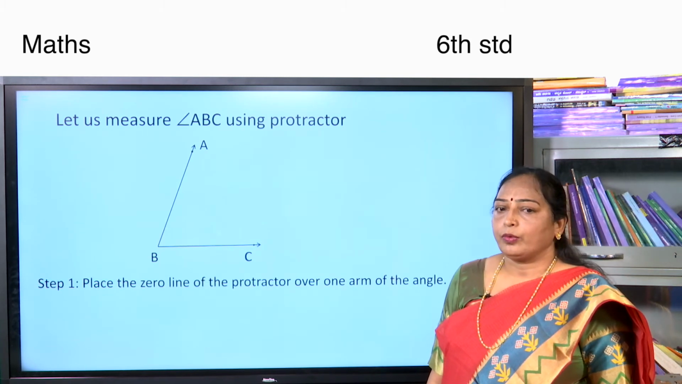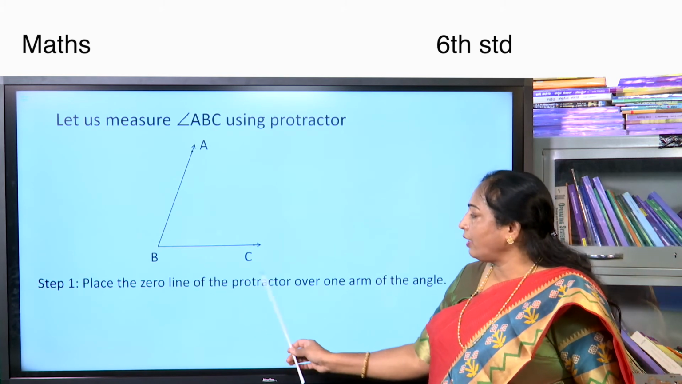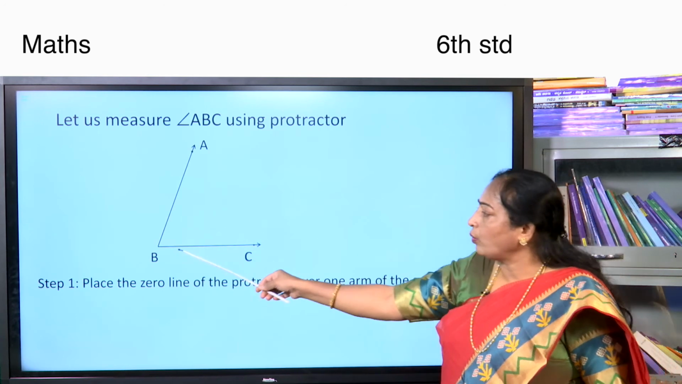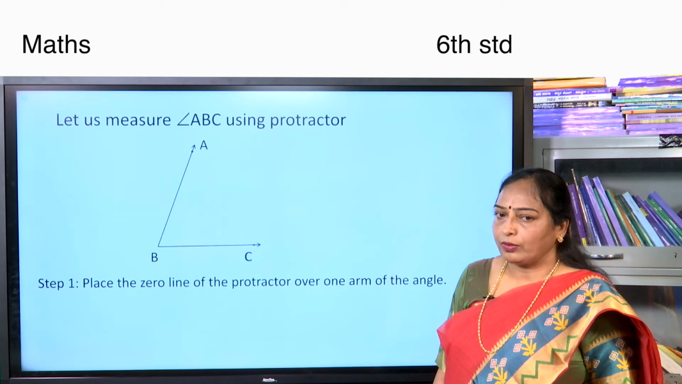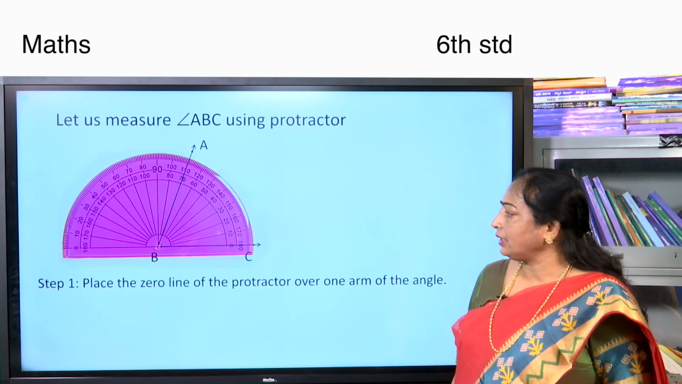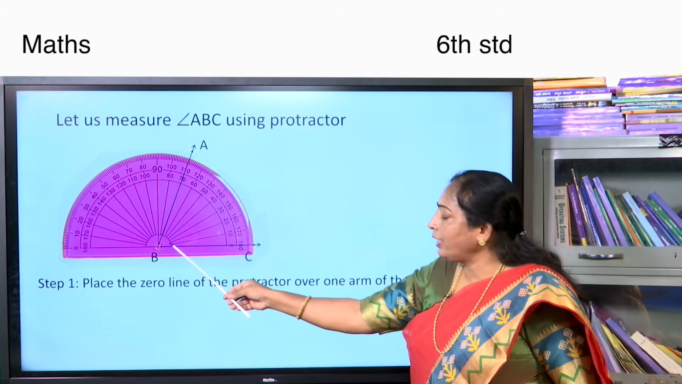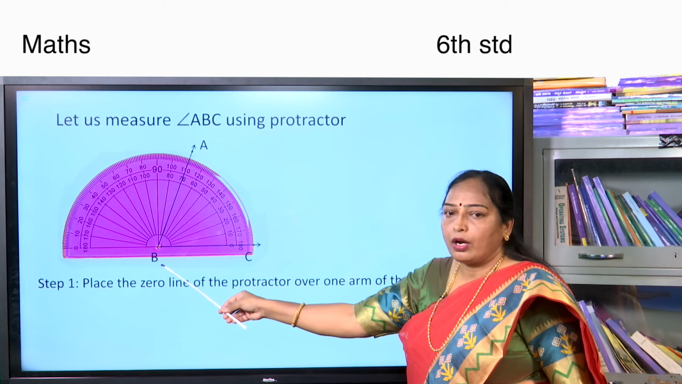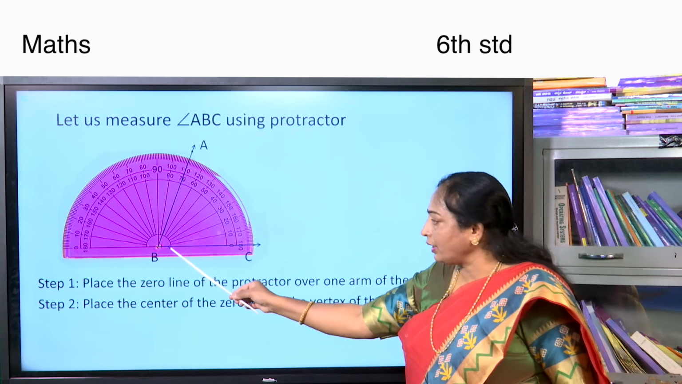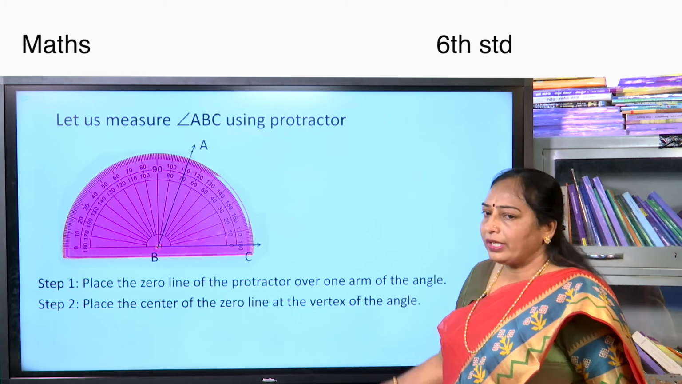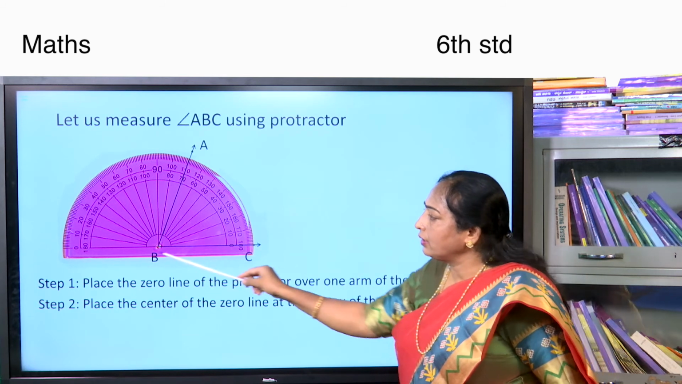Place a protractor and place the zero line of the protractor over the one arm, that is BC. Now I am taking one protractor and placing it on BC. The zero line coincides with arm BC. And place the center of zero line at the vertex of the angle. B coincides with the center of this zero line.